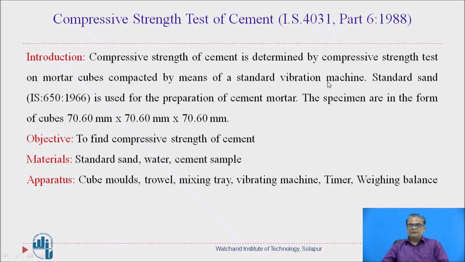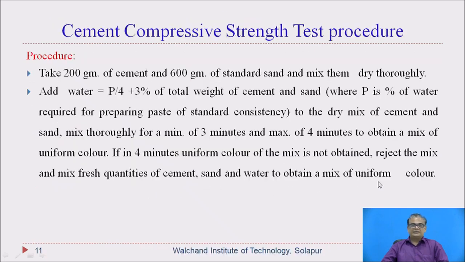Now compressive strength of cement is determined by taking a compressive strength test on mortar cubes, which are compacted by means of a standard vibration machine, and the standard sand as per IS 650 1966 is used for preparing these mortar cubes. The size of the mortar cube is 70.6 mm. Objective: to find the compressive strength of cement. Materials used: standard sand, water, cement sample. Apparatus: cube molds, trowel, mixing tray, vibrating machine, timer, weighing balance, etc.